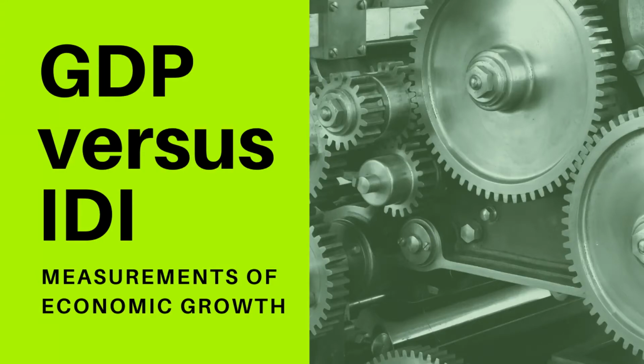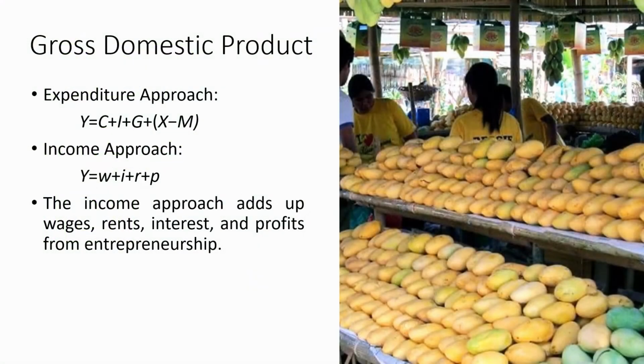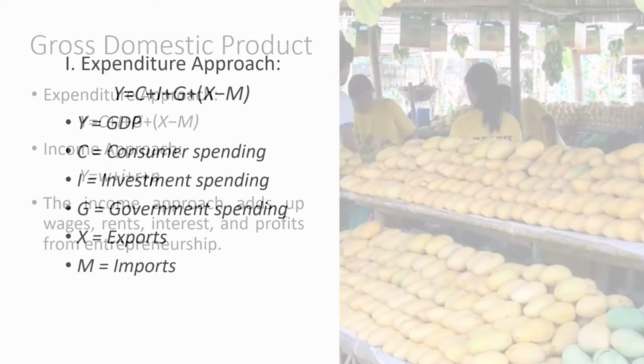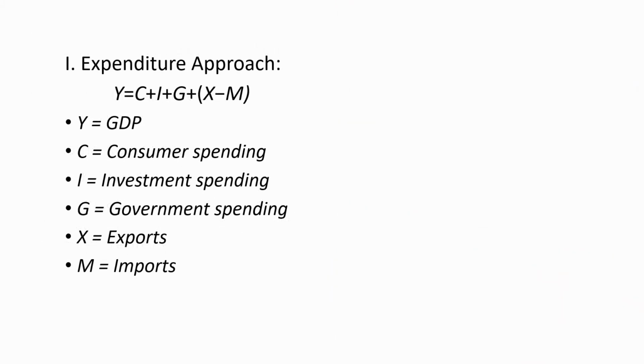Okay, gross domestic product. We all know that gross domestic product is a measure for economic growth. And there are two approaches, the expenditure approach and the income approach. So the expenditure approach has the formula Y, meaning gross domestic product, that's the national income, is equal to C, which means consumer spending, plus I, meaning investment spending, plus G, government spending, plus X minus M. So that's exports minus imports.